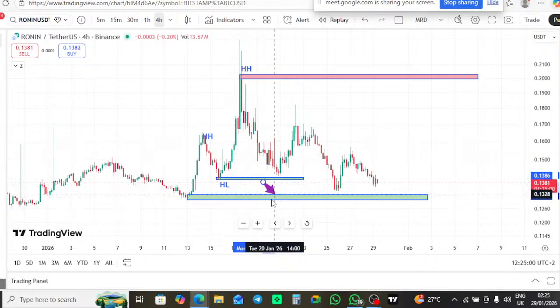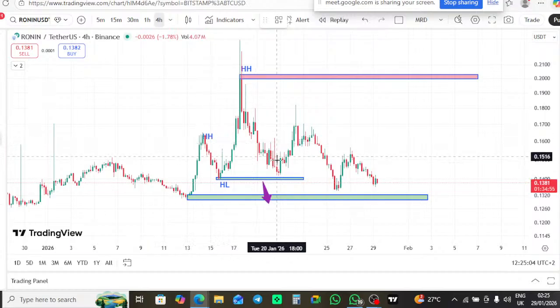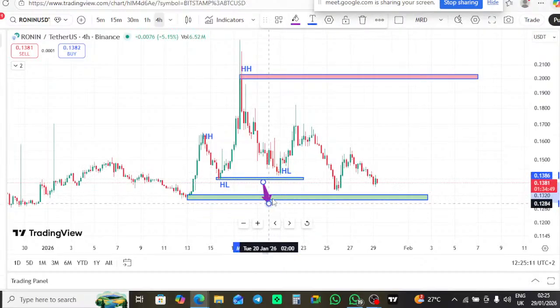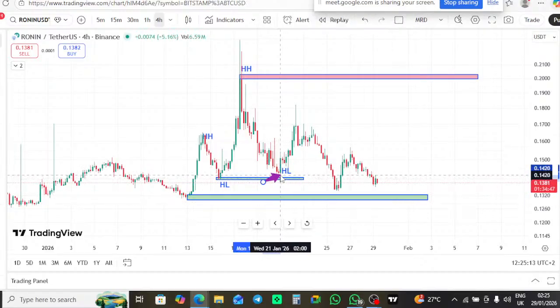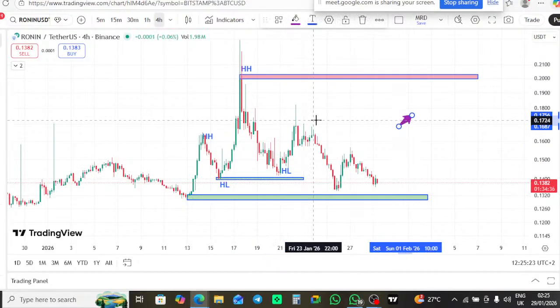Now, it means we have two highs and two higher lows. This is another higher low. Why? It never breaks and closes below this line. It qualifies to be a higher low. It qualifies to be your entry point. Are we together?